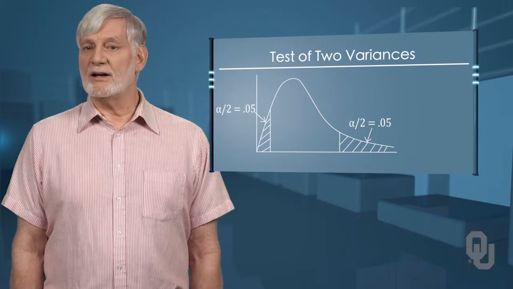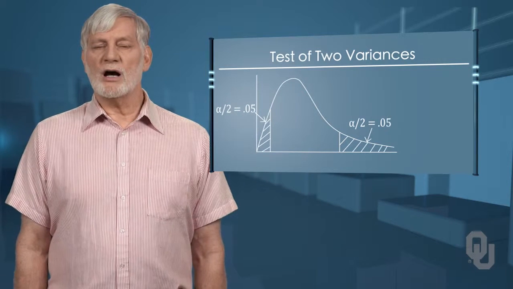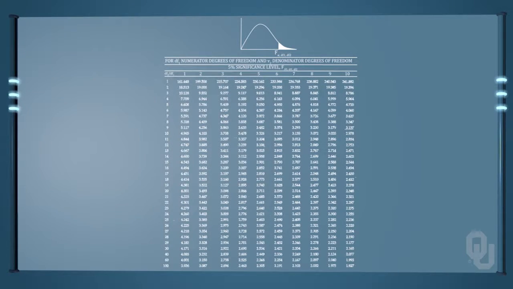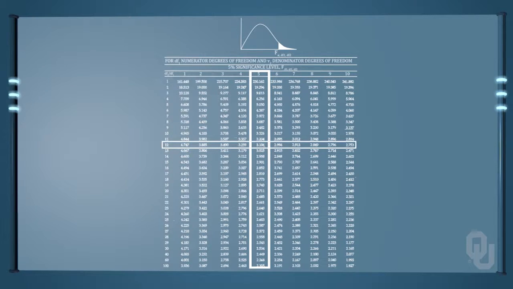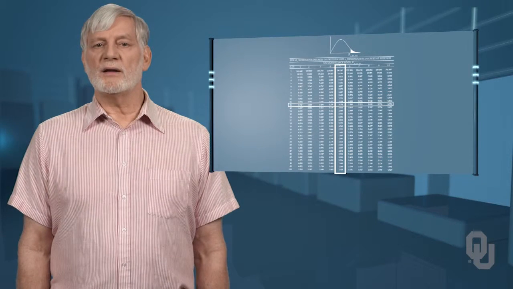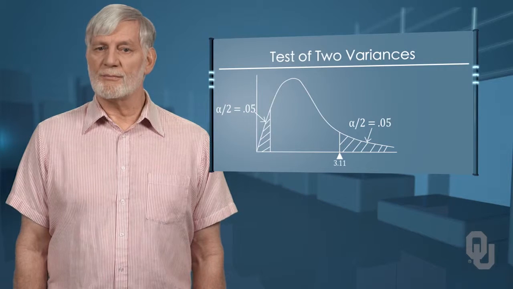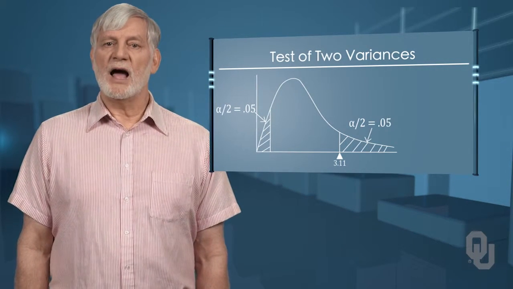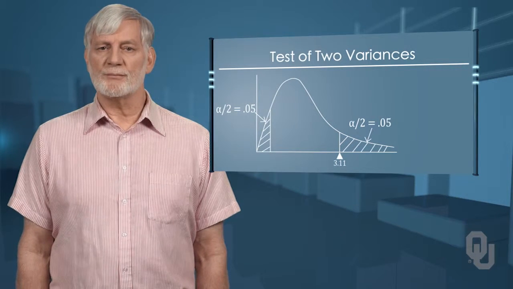For the right-hand tail, the upper tail, we look up the F critical value by going to the 0.05 F distribution table and looking for 5 degrees of freedom across the top row, dF1, and then going down until 12 degrees of freedom at dF2. We find 3.11 and mark this on the graph. This gives us the critical value for the right-hand tail at the upper end of the distribution.